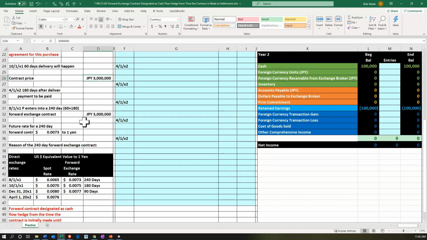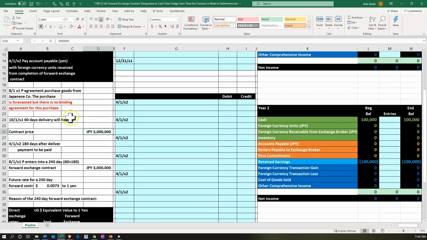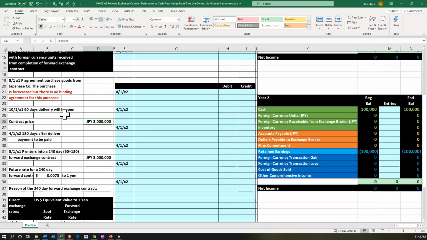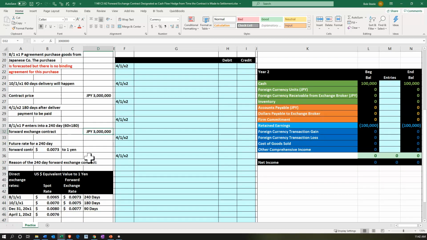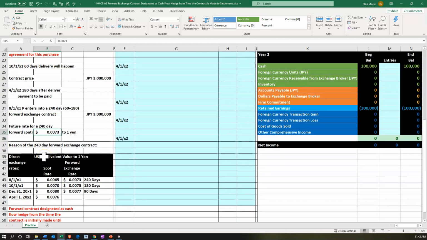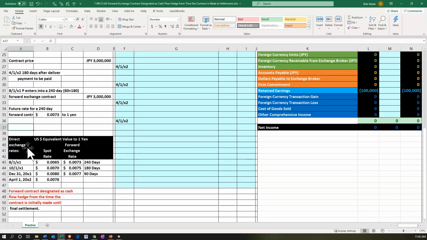On 8/1/X1, P entered into that 240-day contract. That's the forward exchange contract. That's the 60-day time period before we actually got the inventory, and then the 180 days where the payable was on the books. That's going to be our forward exchange contract. It'll be for the 3 million yen as well. The forward rate for a 240-day forward contract is 0.0073 dollars to 1 yen. We're going to go down here. This is going to be our spot rate and our forward exchange rates for the relevant dates.